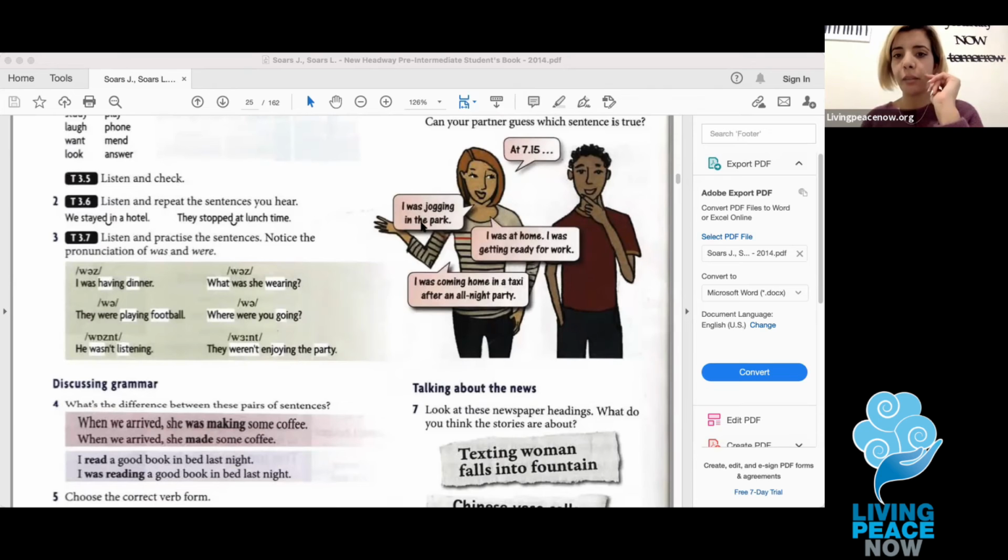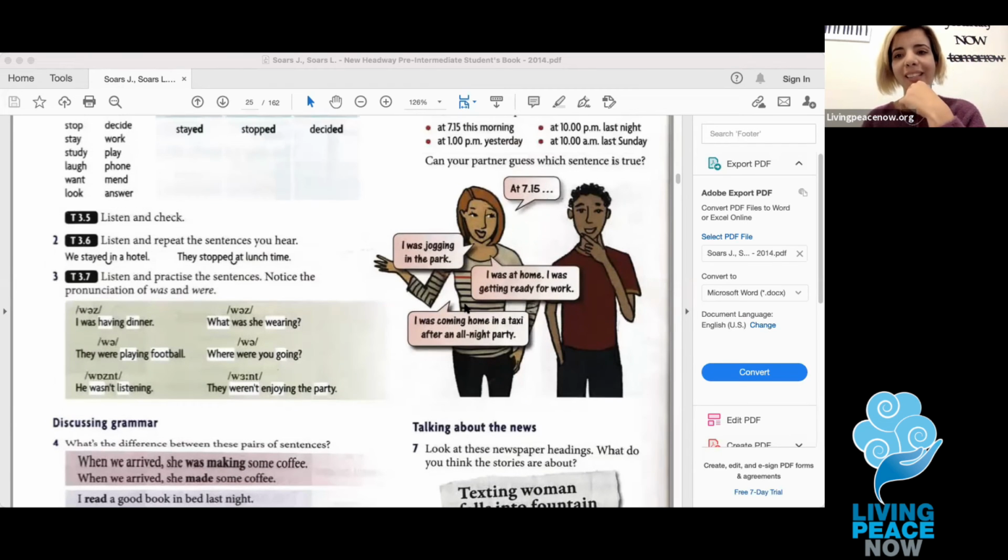I was jogging in the park. I was at home. I was getting ready for work. The girl was jogging in the park, and the boy was at home. He was getting ready for work. No, I think all of them is the girl saying this. And I was coming home in a taxi after an all-night party.